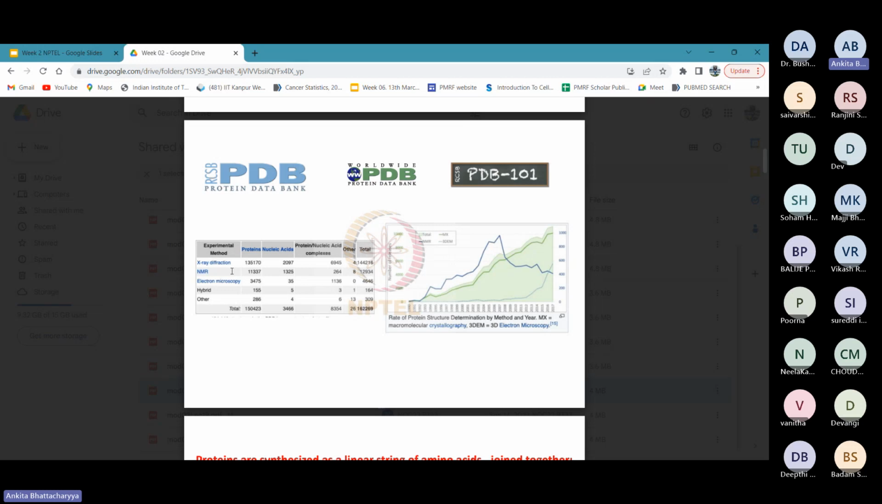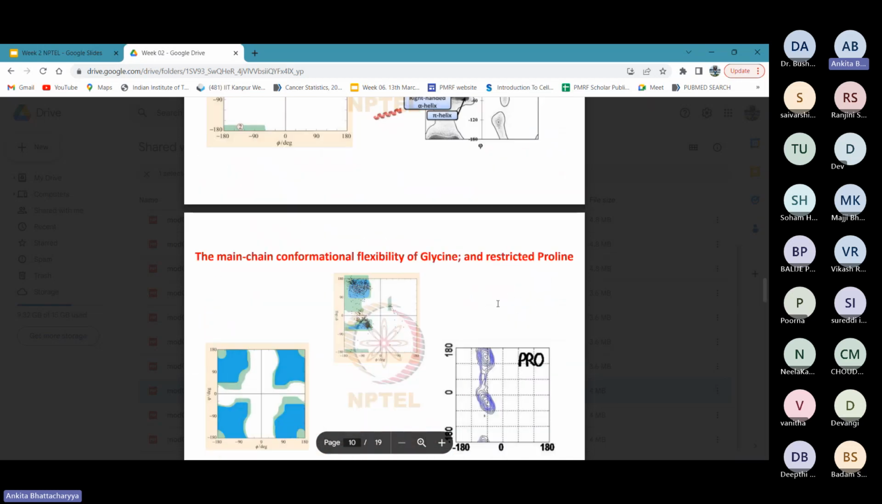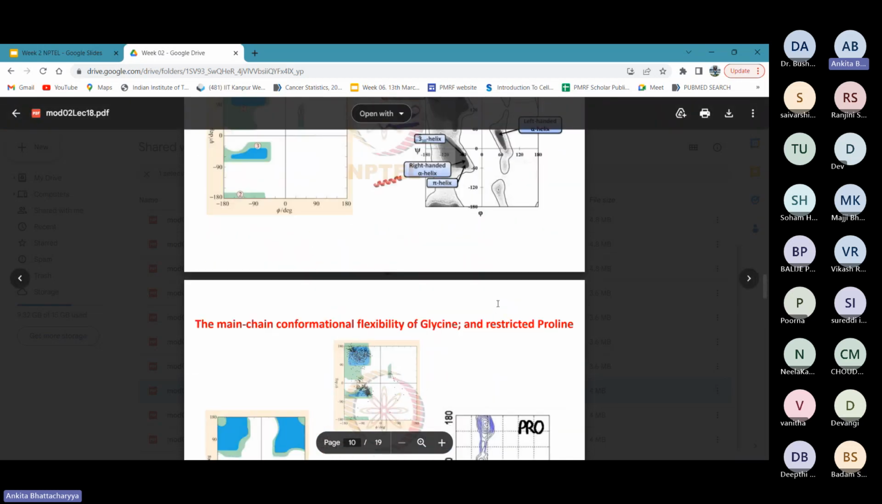And their utility has been very extensively explored to understand protein structure, and they have been shown in multiple publications as well. So that is certainly a major contributor to what we know about proteins till now.